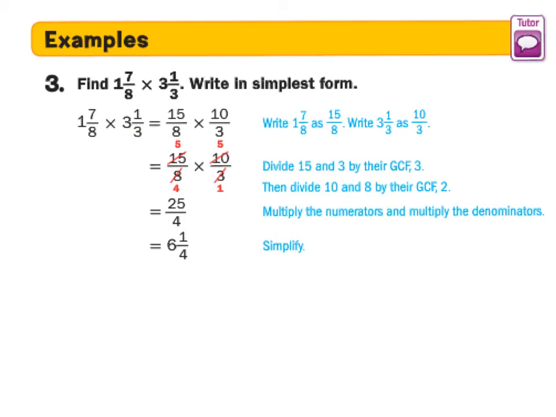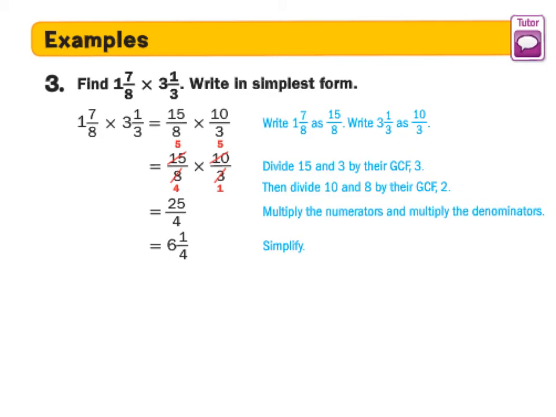3 times 3 is 9. 9 plus 1 is 10 over 3. Then they found that greatest common factor, that we could divide the 15 and the 3 by 3, so we get down to 1 and 5. And they looked at the 8 and the 10, and they divided them both by 2 and got down to 4 and 5, excuse me.